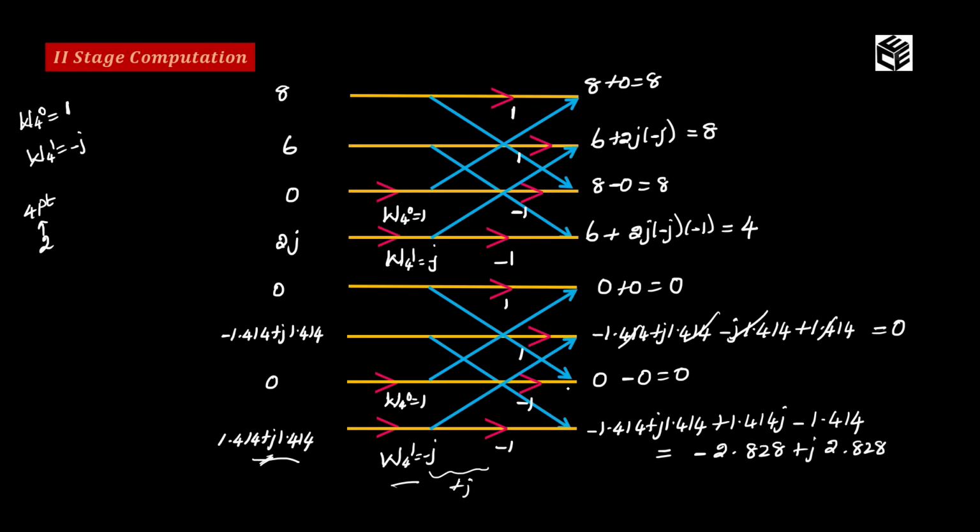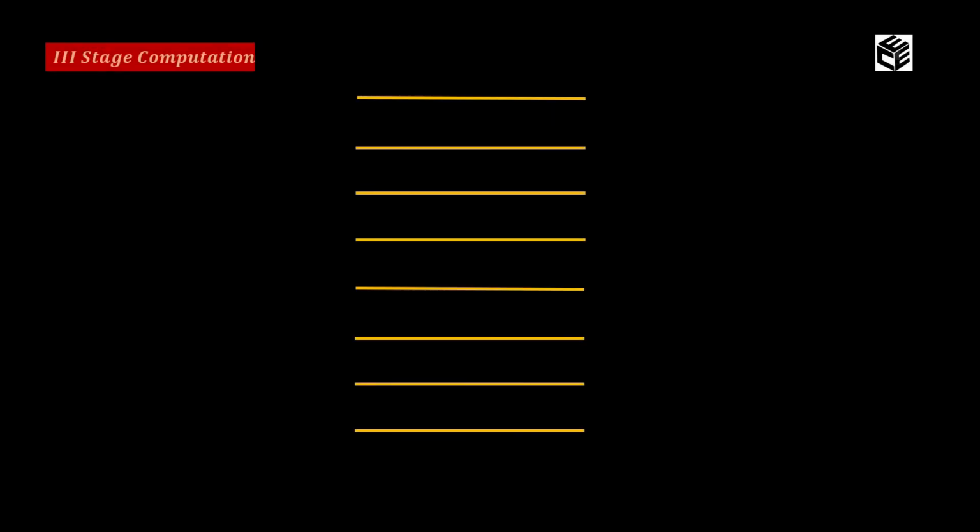Now I have found out the values of second stage computation, which will be the input for my third stage computation. So I'm going to give the answers here. So this is 8, 8, 8, 4, 0, 0, 0, minus 2.828 plus j 2.828.